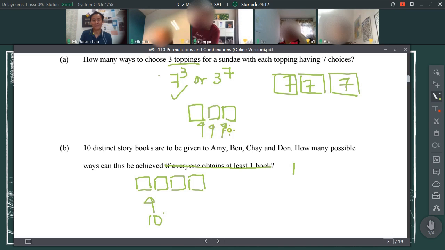Wait, Mr. Lau, but isn't it the distinct objects that will be the base? Then the number of objects will be the power. Then aren't Amy, Ben, Che, Don the distinct objects? Then the option is the books, because you can replace them.